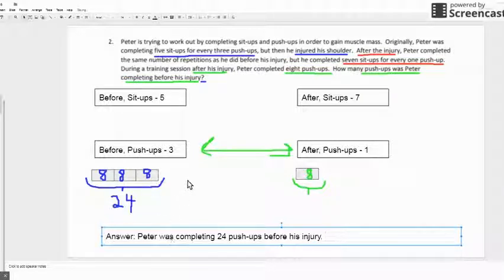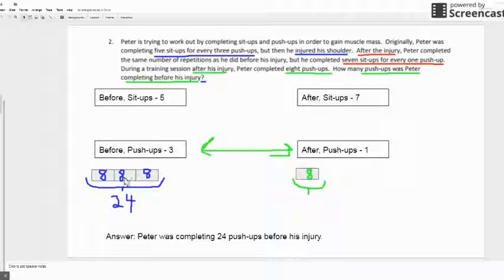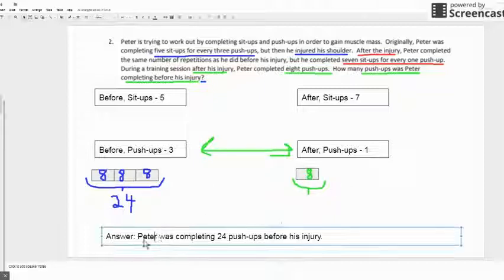There we go. So remember, these tape diagrams and the information provided in the tape diagrams is information to help us. So this is the work shown to come up with the answer. This part right here is the answer. Peter was completing 24 push-ups before the injury.